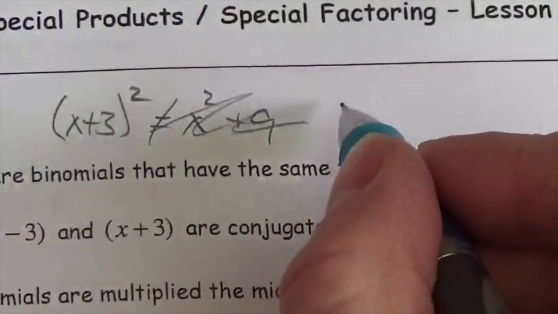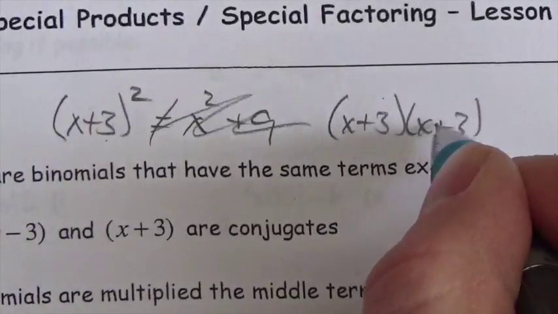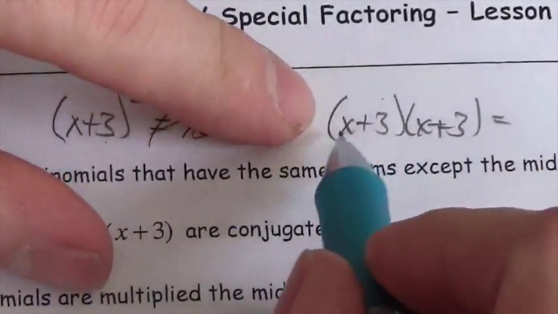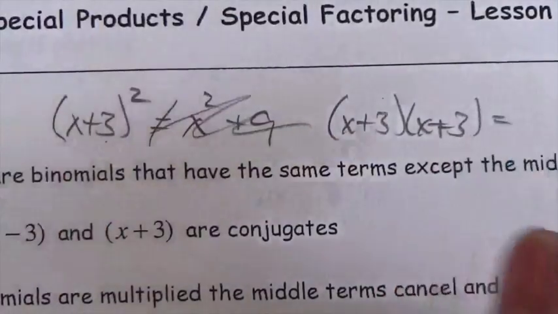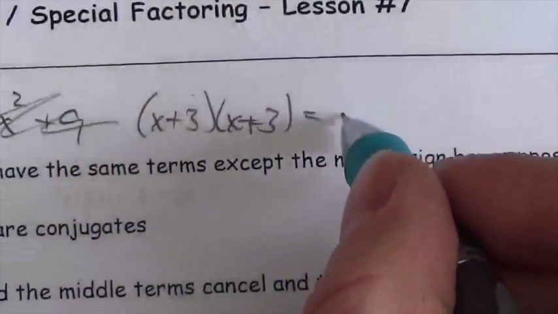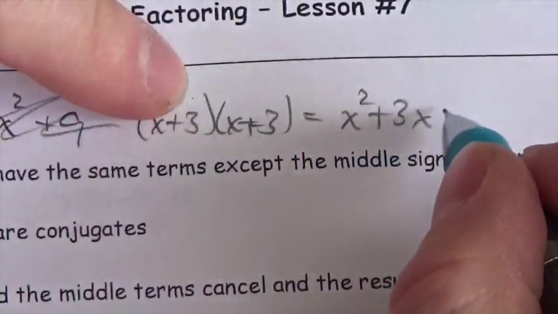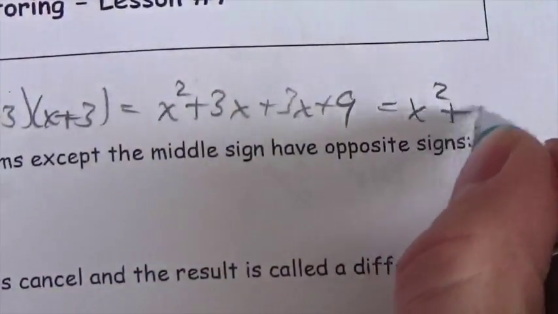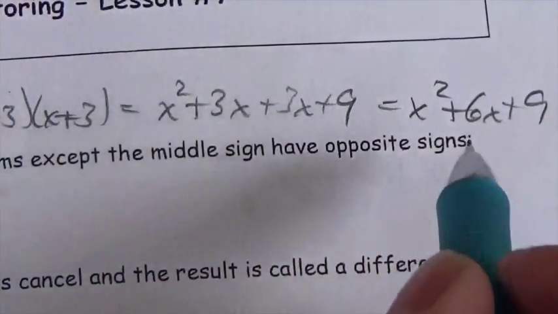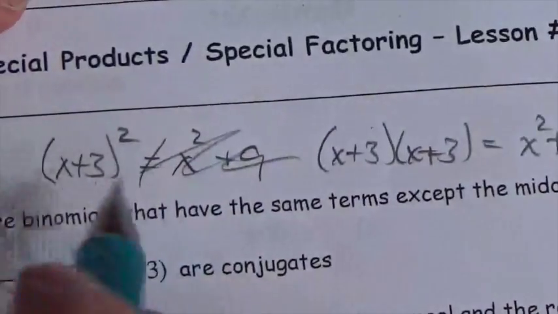X plus 3 squared looks like this. It's x plus 3 multiplied by x plus 3. Then every term in this binomial gets distributed to every term in the other binomial. When you do that, you'll get x squared plus 3x, and then starting with the 3, plus 3x plus 9. So the result becomes x squared plus 6x plus 9. You get that middle term. That's what happens when you square a binomial.